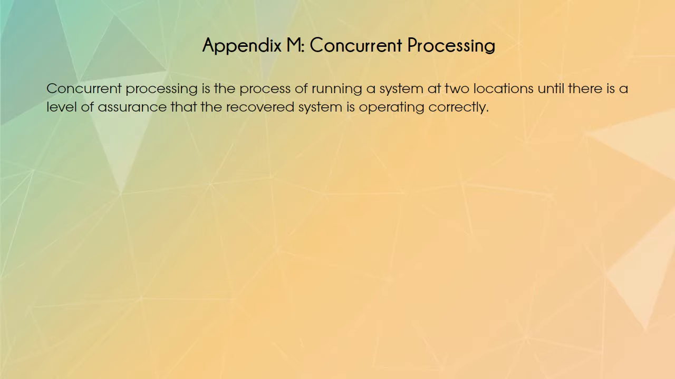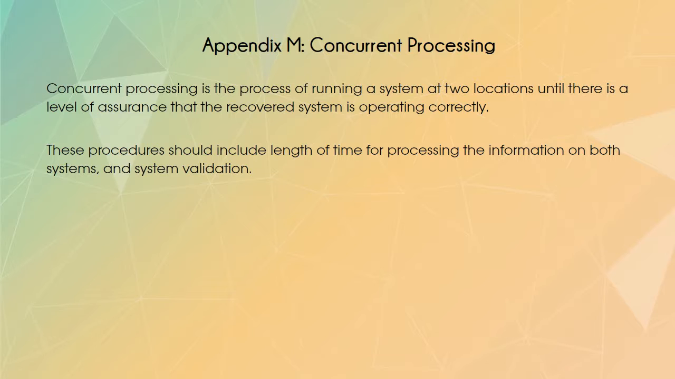Appendix M, Concurrent Processing. Concurrent processing is the process of running a system at two locations until there is a level of assurance that the recovered system is operating correctly. These procedures should include length of time for processing the information on both systems and system validation.